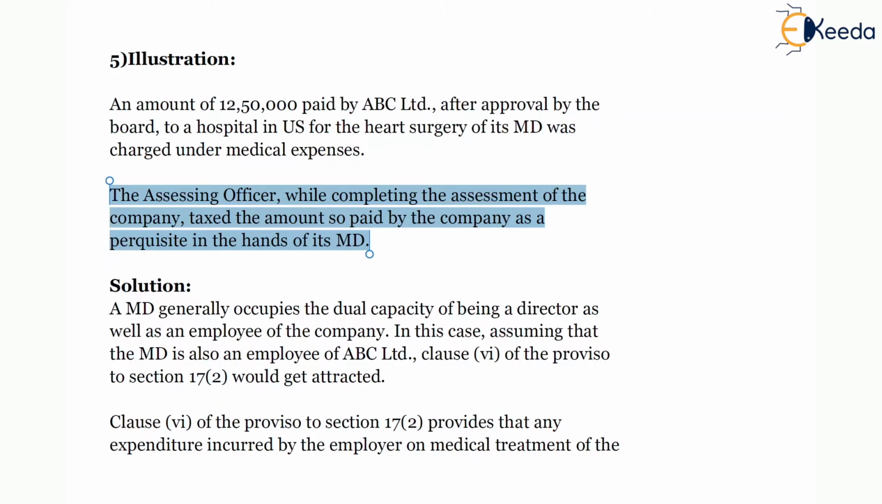So first let's analyze the provisions of Section 17 wherein the reimbursement of medical expenses incurred abroad by the employee will be taxable subject to the limit of RBI. So anything over and above the limit prescribed by RBI will be subject to tax. Obviously, the employer and employee relationship should follow.